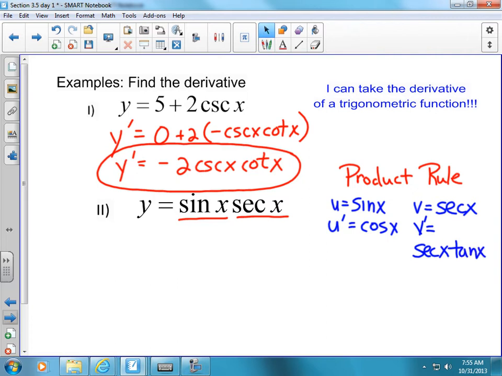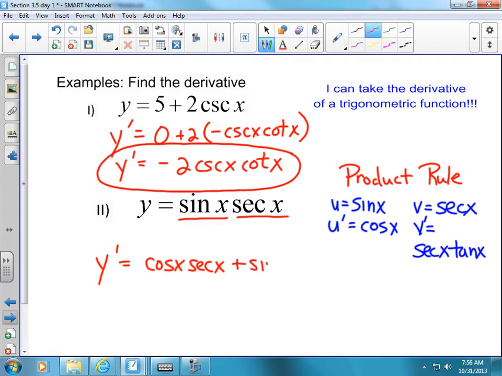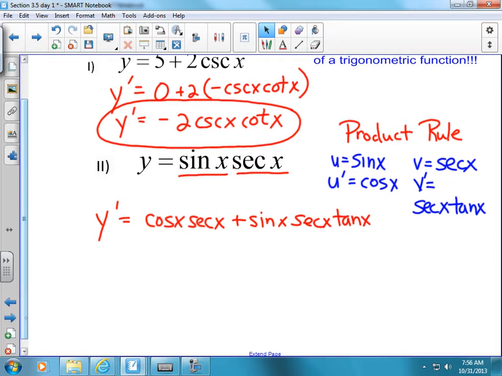And now we're going to use our product rule knowledge and take v times u prime, which is cosine secant. And then we're going to multiply sine times secant tangent. And you might be able to do a little bit more simplifying with this. In fact, I know you can.